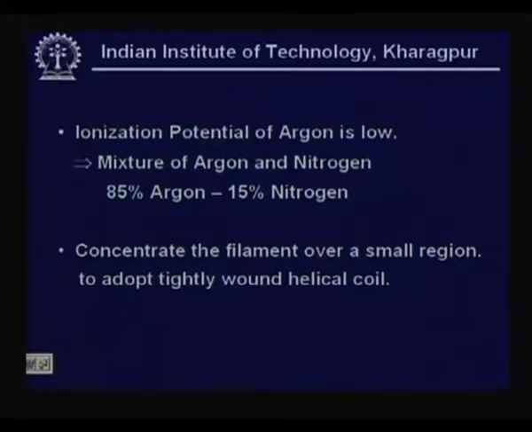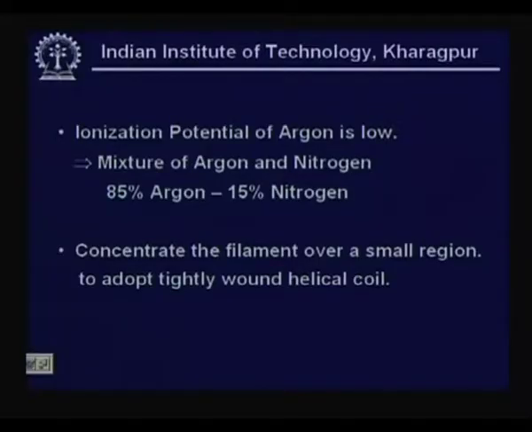The other way of avoiding this particle vaporization is to have the filament confined over a small region. In fact, I mentioned that at lower wattages you will have filaments spread out, but as you go to higher wattages you tend to coil them. This is the reason why we coil. It is a helical coil, and in fact if you read the top of a bulb, you will find it written as coiled coil. That is the reason this coiled coil is placed.